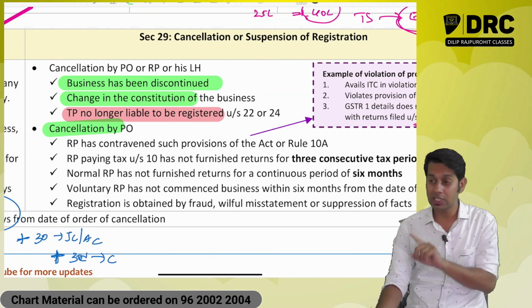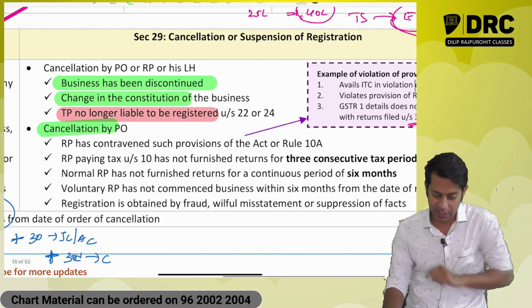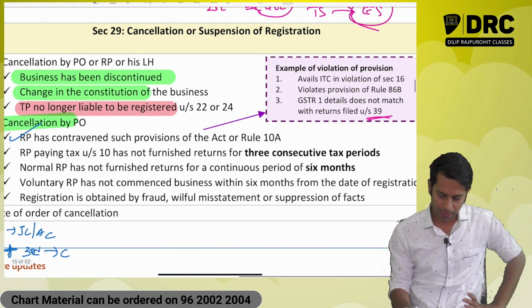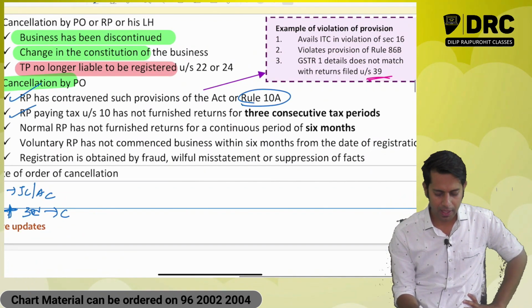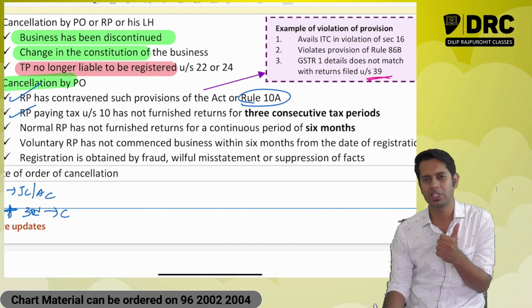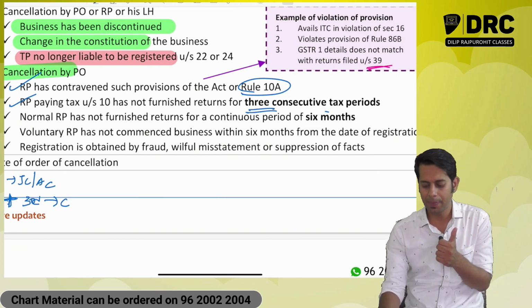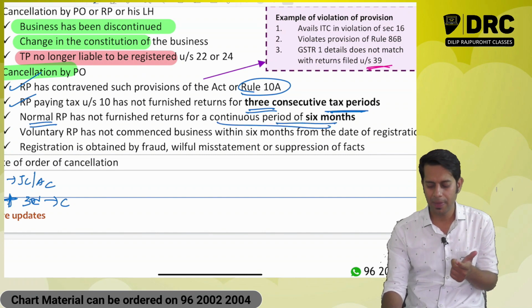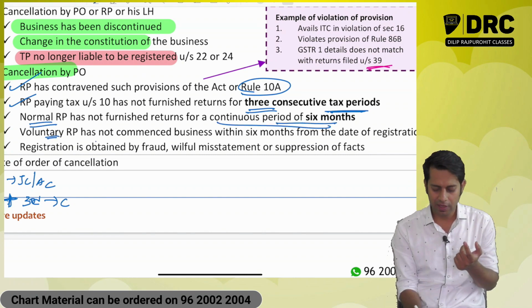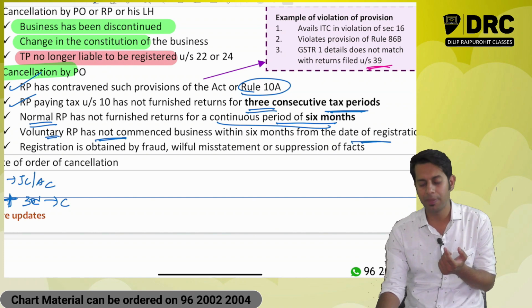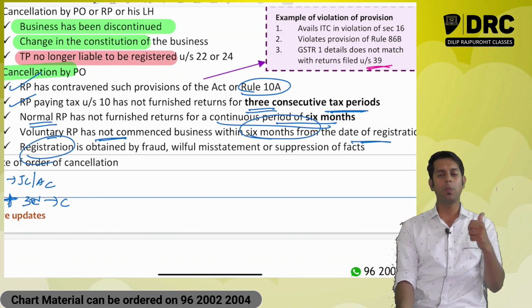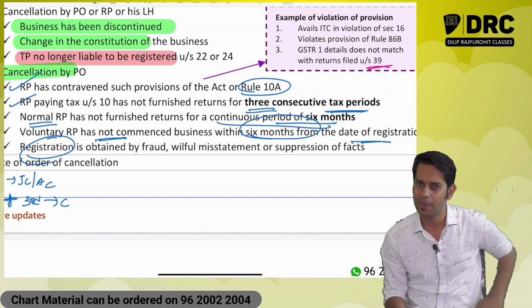In these cases, only the officer has the power to cancel registration. Which are those cases? If I have contravened the provisions of GST law or rule number 10. If I am paying taxes under section 10 and have not made the payment of taxes continuously for 3 quarters. If I am a normal registered person and have not filed my returns for continuously 6 months. If I have taken voluntary registration and have not commenced my business within 6 months from the date of applying for registration. And if I have obtained the registration by way of fraud, willful misstatement, or suppression of fact.